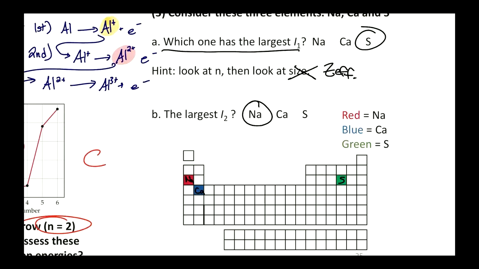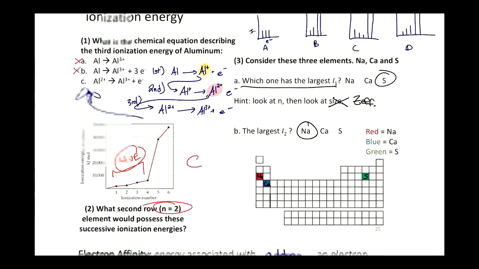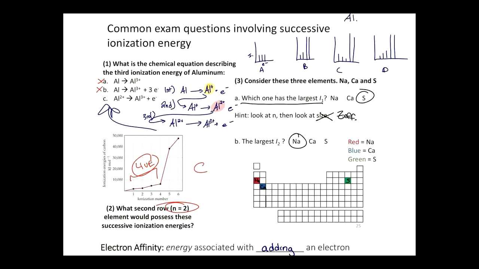Cool? Okay, so that's the types of questions we can ask for ionization energy. Energy to remove an electron. Electrons that are attracted and electrons that are close to the nucleus are hard to remove.